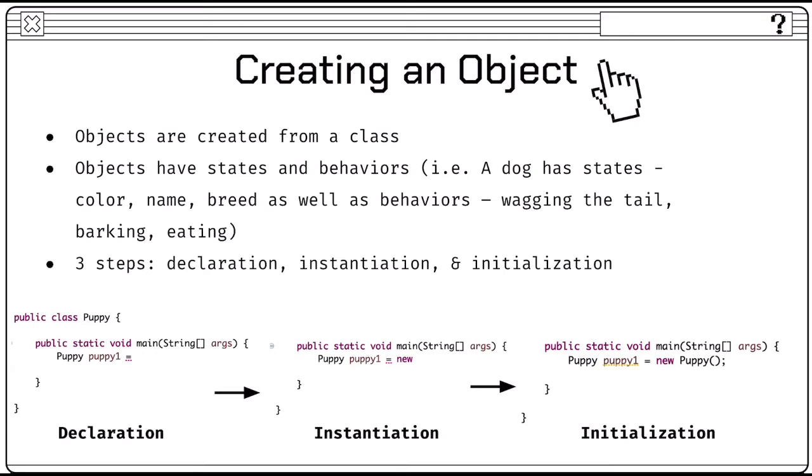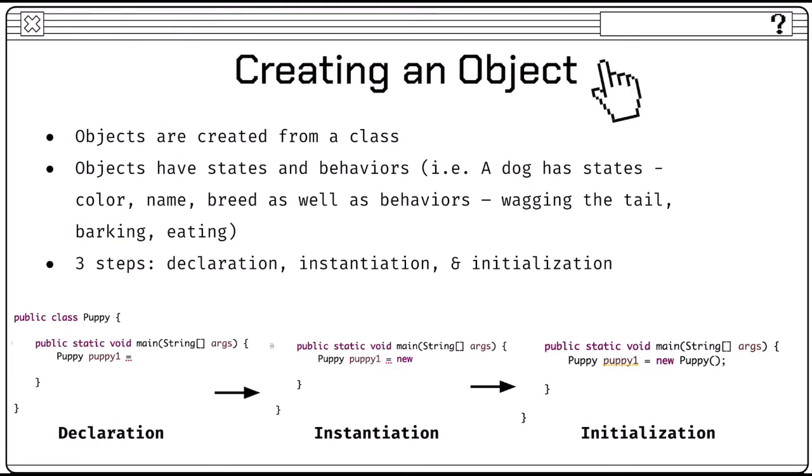In order to create an object, you'll have to remember these three steps: declaration, instantiation, and initialization. Declaration is when a variable name is created with an object type. Instantiation is when the new keyword is used to create the object. And initialization is when the new keyword is followed by a call to a constructor, which will be covered in the next video. This call initializes the new object.